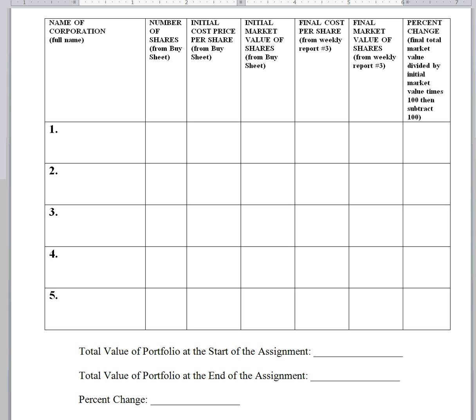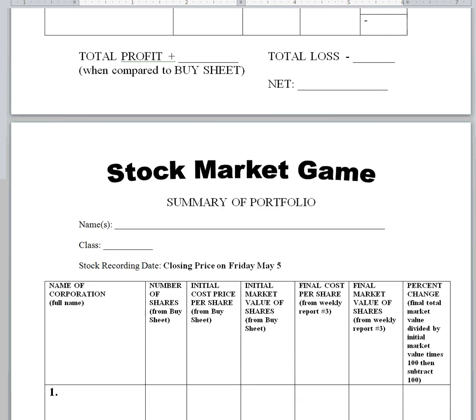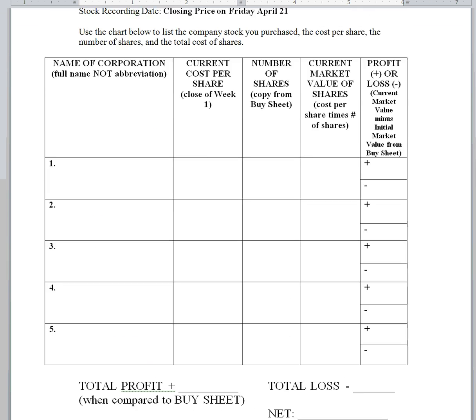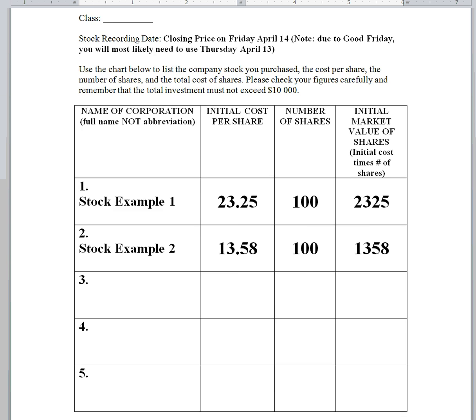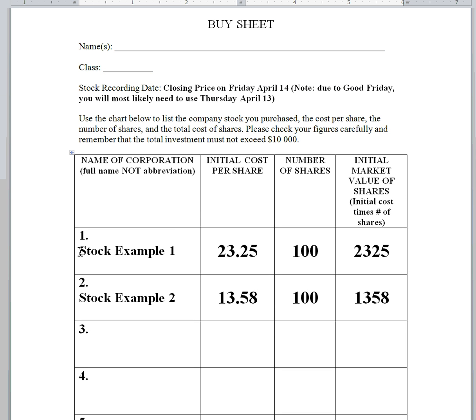So this video is going to take you through some of the stock market project next steps. So your summary sheet looks like this, and really to do it all you need to do is some copying from other places. So I'm going to have this document. As I scroll, you're going to see, for example, if I go back to my buy sheet, here is an example of stock example 1.